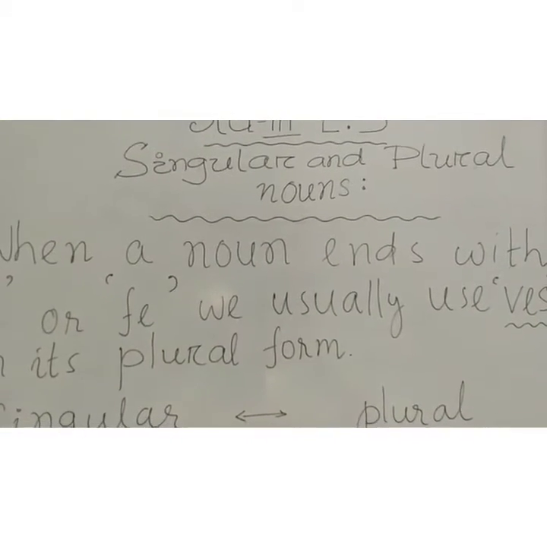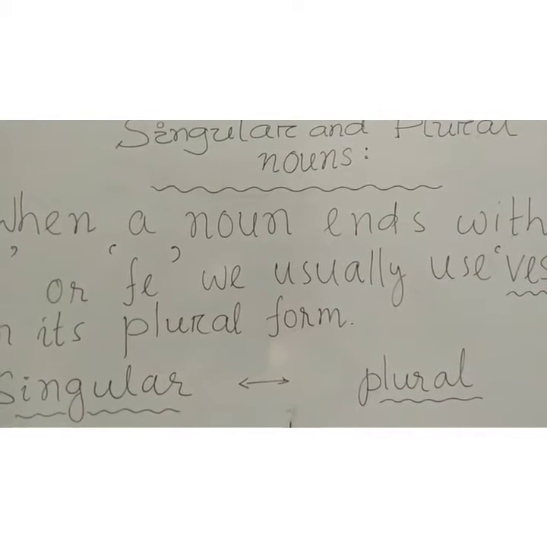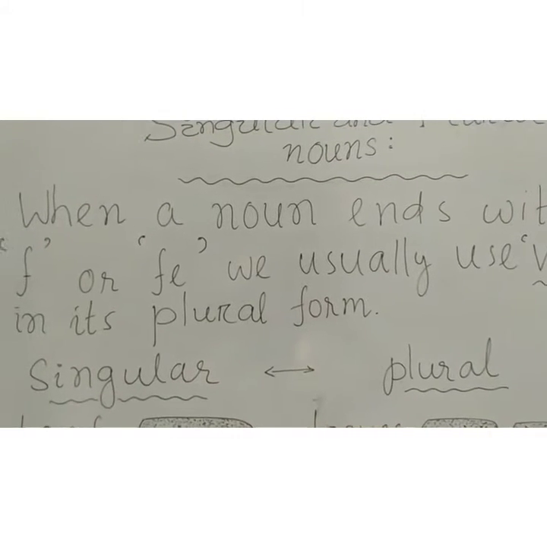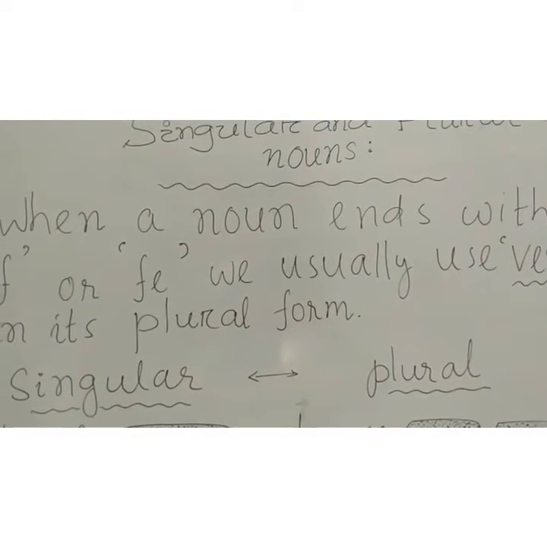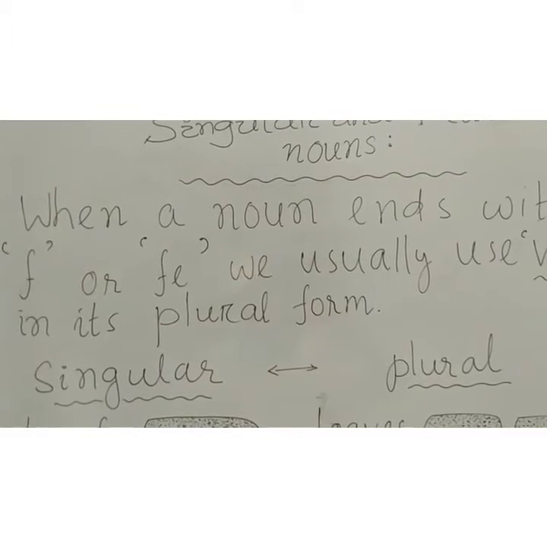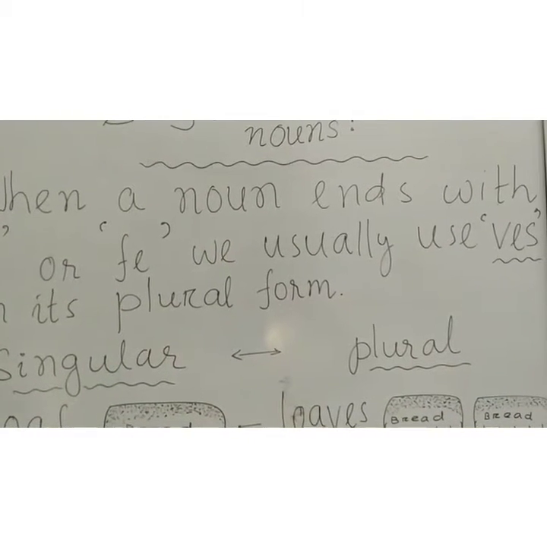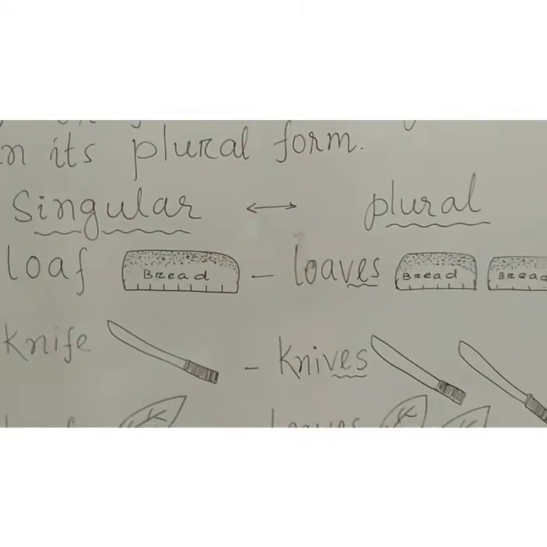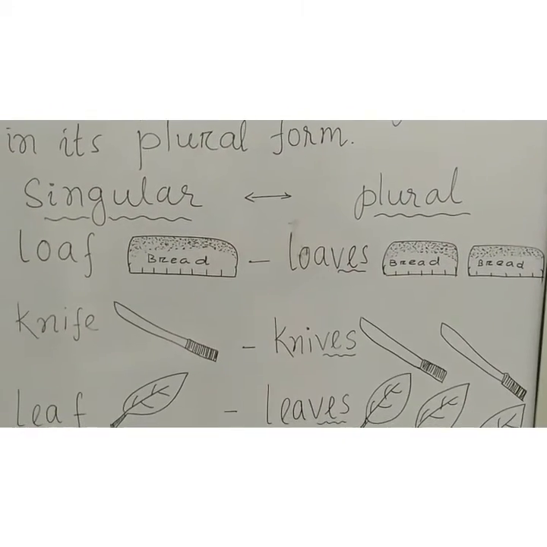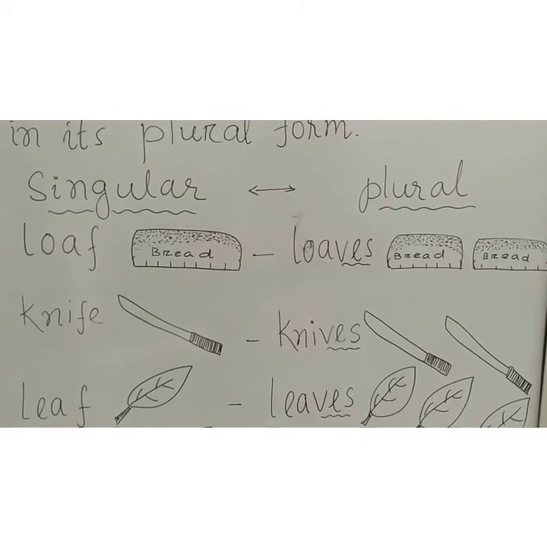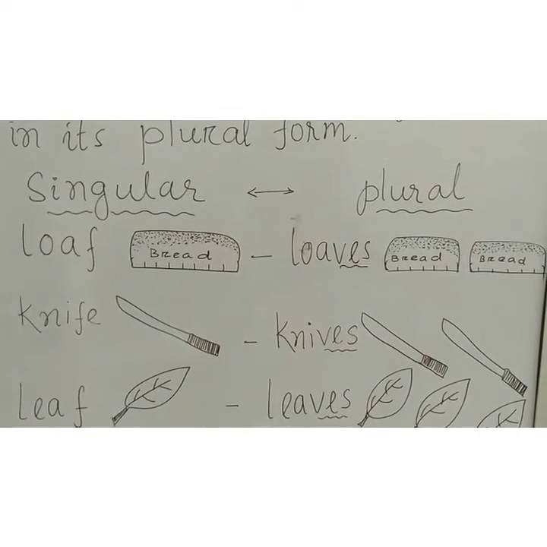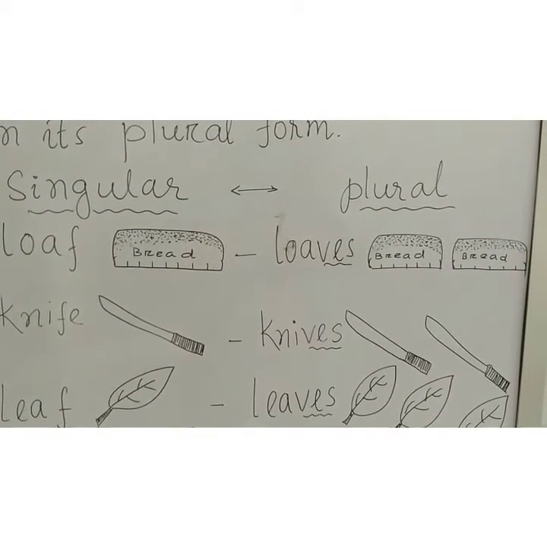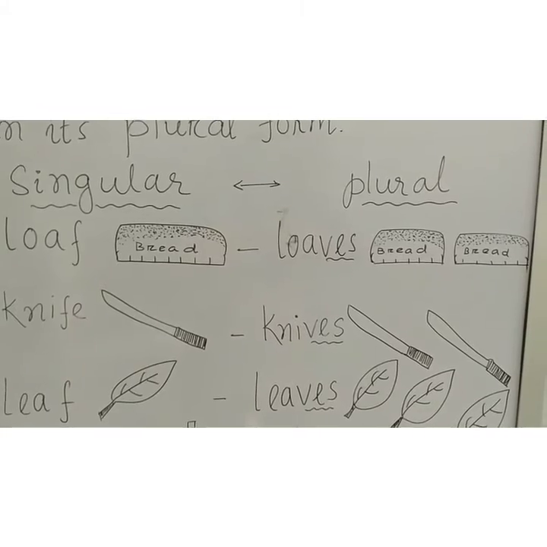Now we will know about the words that we use ves in its plural form. When a noun ends with f or fe, we usually use ves in its plural form. Here some words are given along with some pictures. Singular and plural. Loaf means loaf of bread. If it is plural, loaves, loaves of bread.